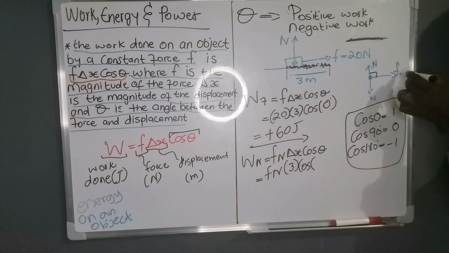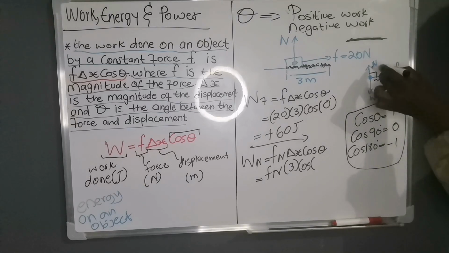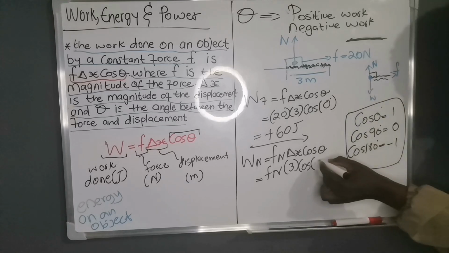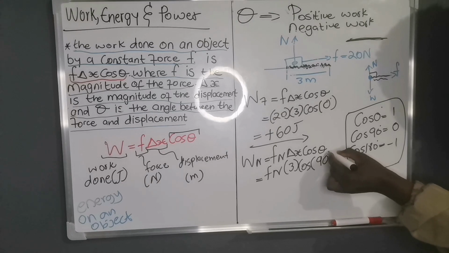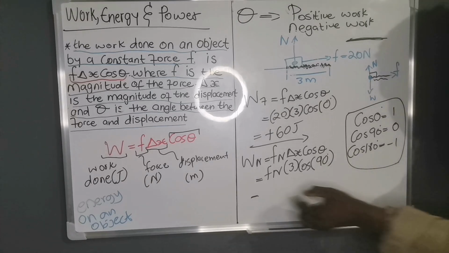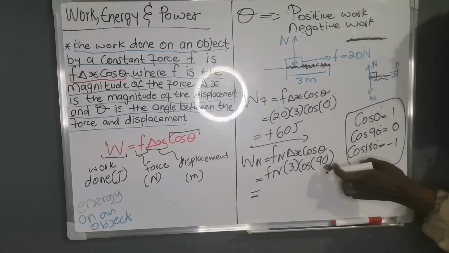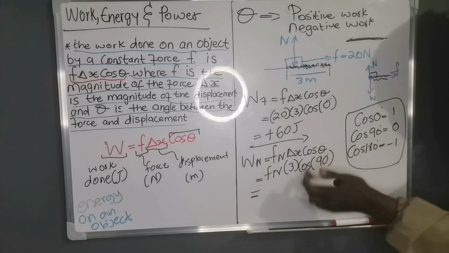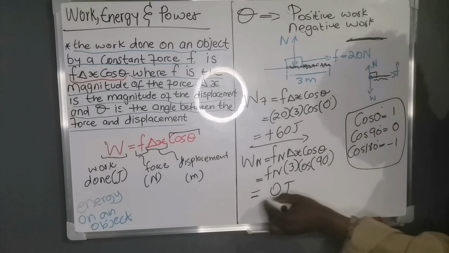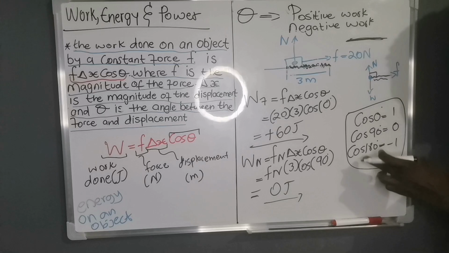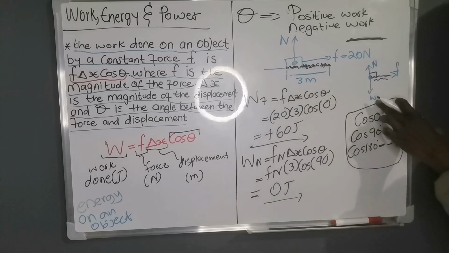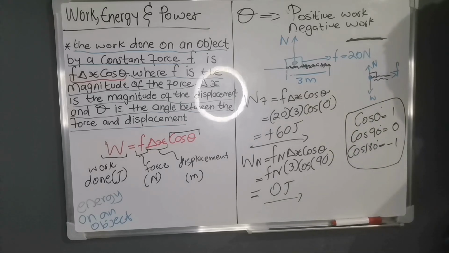Here's normal force, here's my displacement. Normal force and displacement, 90 degrees. I hope you understand it, guys. That's how you measure the angle. Then obviously the value of cos 90 is 0, then 0 times all these values is 0 joules. This will apply to the weight, work done on the weight. I hope you understand this topic.